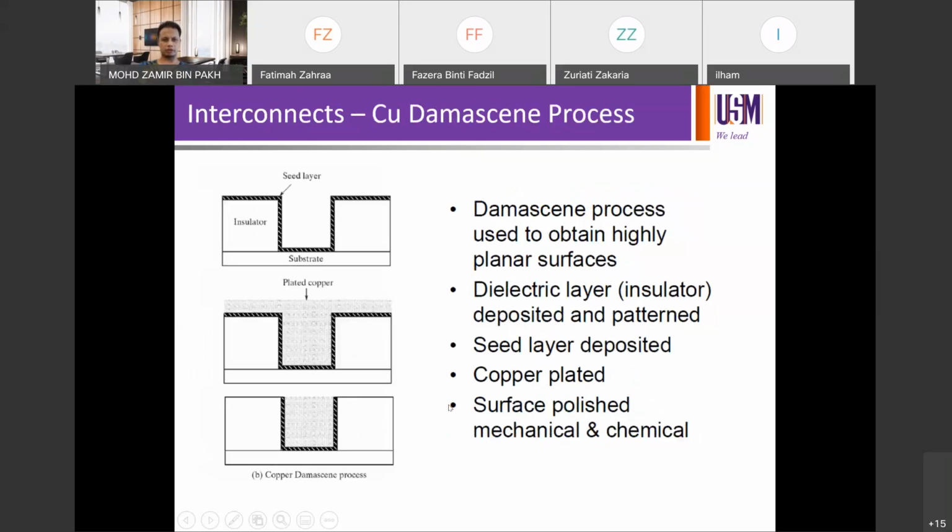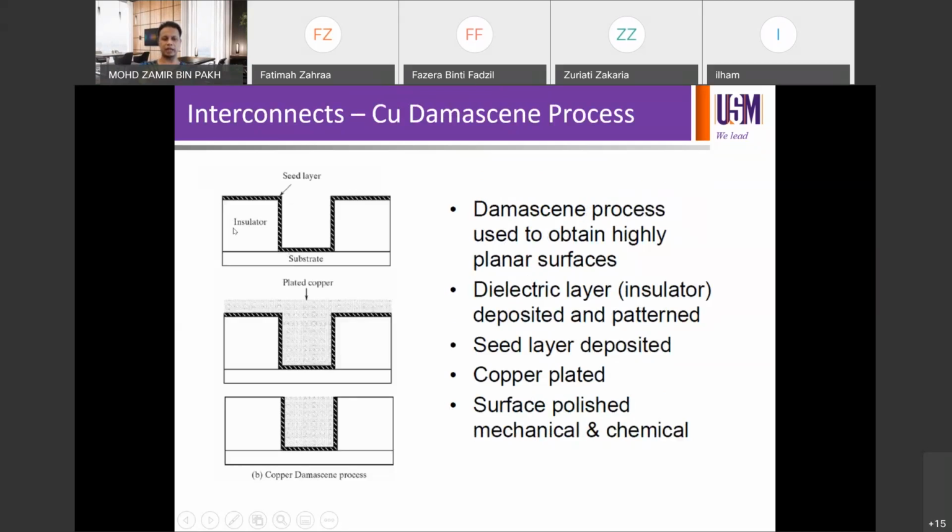Another process is called the Damascene process. This is one of the rooms in Soltera, if I can recall correctly, the Damascene room. The Damascene process is used to obtain a highly planar surface. So this is how it looks. Dielectric layer insulator deposited and patterned. So you have dielectric there.